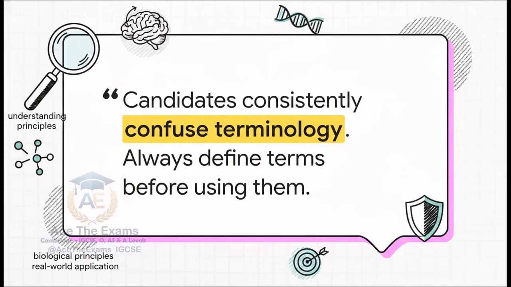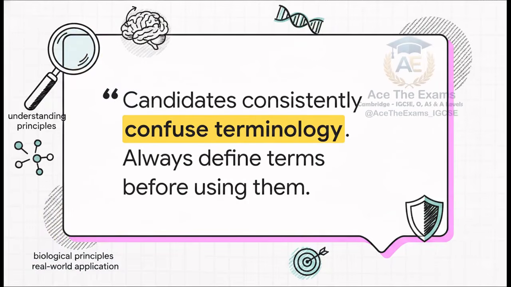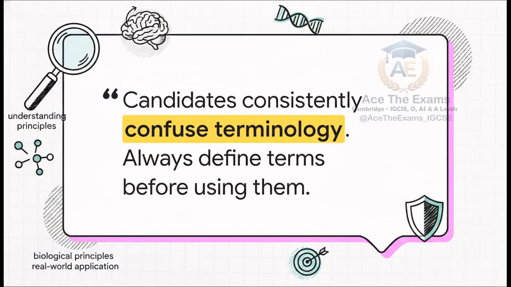This is straight from the principal examiner report. Candidates consistently confuse key terminology. Always define terms before using them in extended responses. Basically, examiners do not want generic textbook descriptions. No way. They demand absolute precision. They're hunting for that specific terminology that proves you actually understand how to apply these biological principles in the real world. So let's look at exactly how we can deliver that for them.